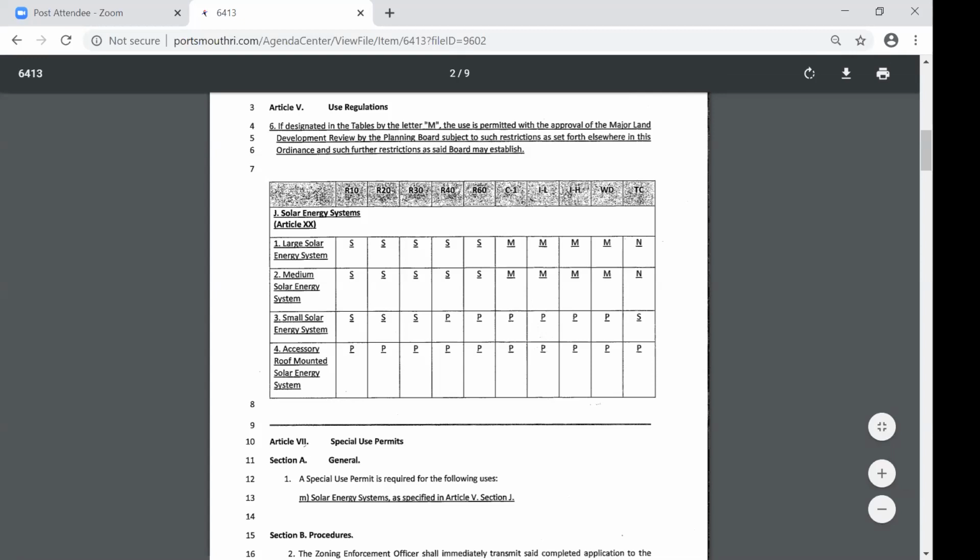This ordinance does say, how about the guy who just has a house that doesn't have roof exposure to the south or to the east, which is certainly preferred for this type of application? Can he have a small solar system, maybe in his yard? So a small solar system is an accessory use.